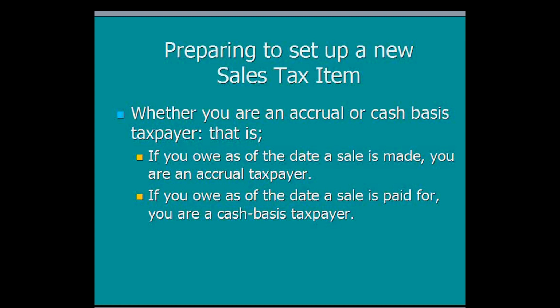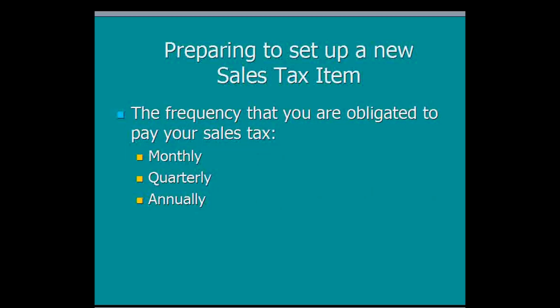That is, if you owe as of the date a sale is made, then generally you can be considered an accrual taxpayer. If you owe as of the date a sale is collected, then you're a cash basis taxpayer. And finally, you'll be asked the frequency that you're obligated to pay your sales tax. That's generally monthly, quarterly, or annually, and that information will be available through your state agency. So let's get started and add a sales tax item in QuickBooks.